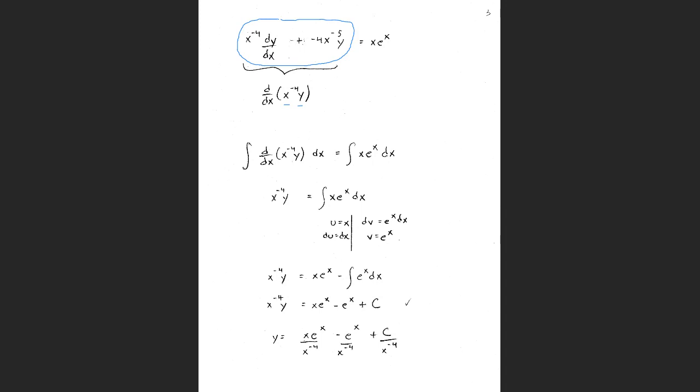I mean, convince yourself of it. If you take the derivative of x to the negative fourth times y, and you use the product rule on that, remember, the product rule: if you have the derivative of the product f times g, that's f prime times g plus f times g prime.